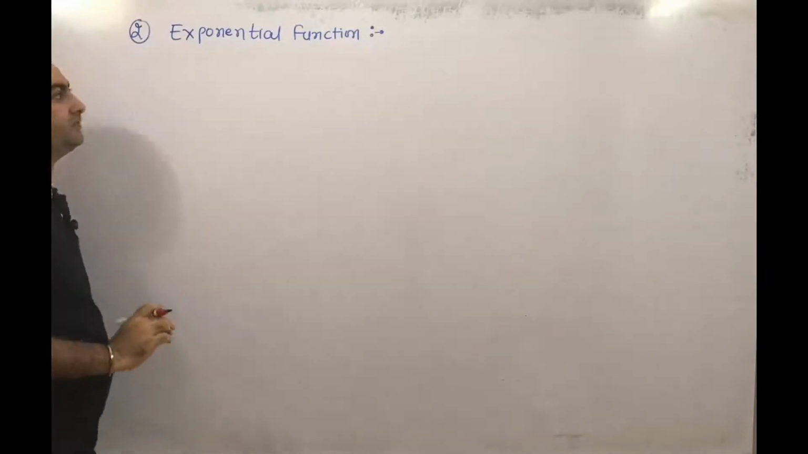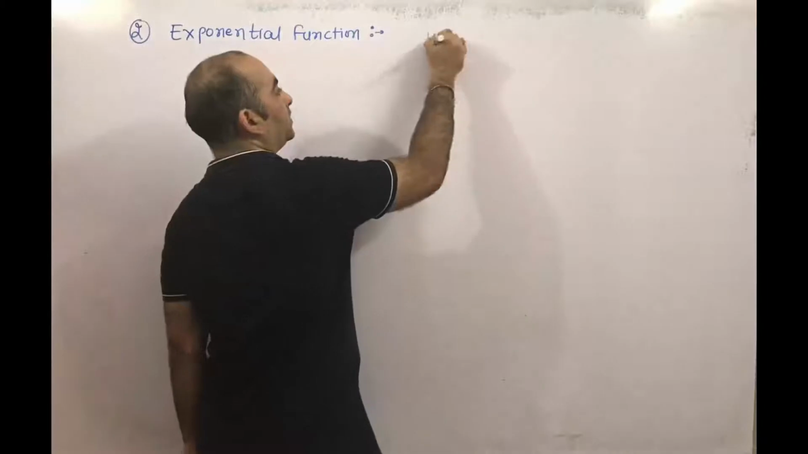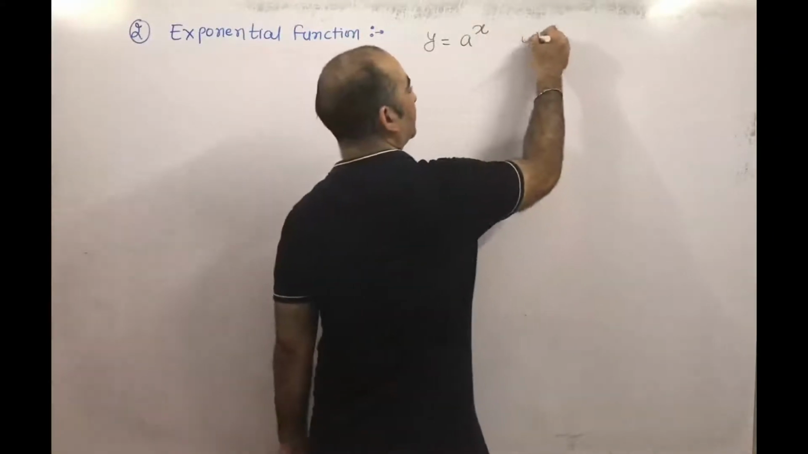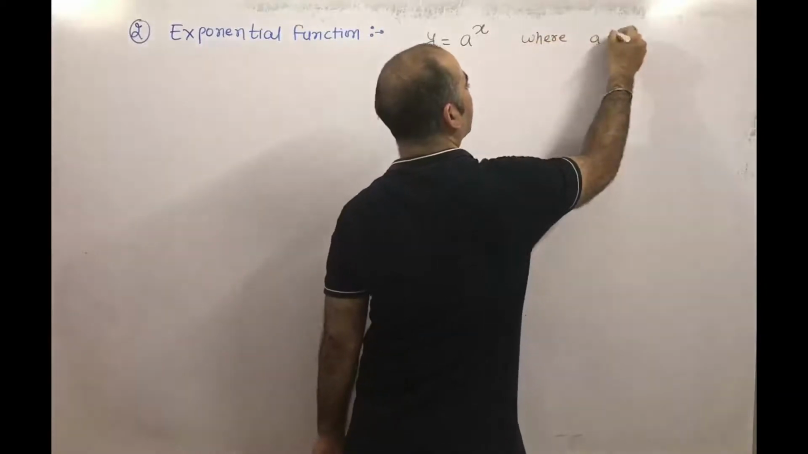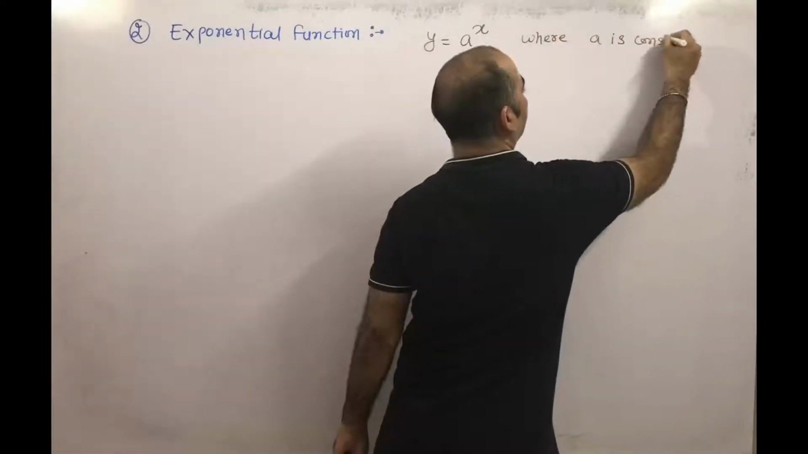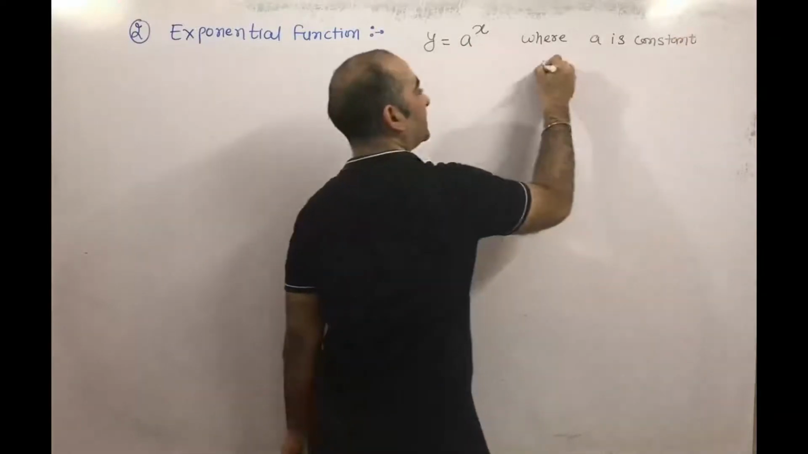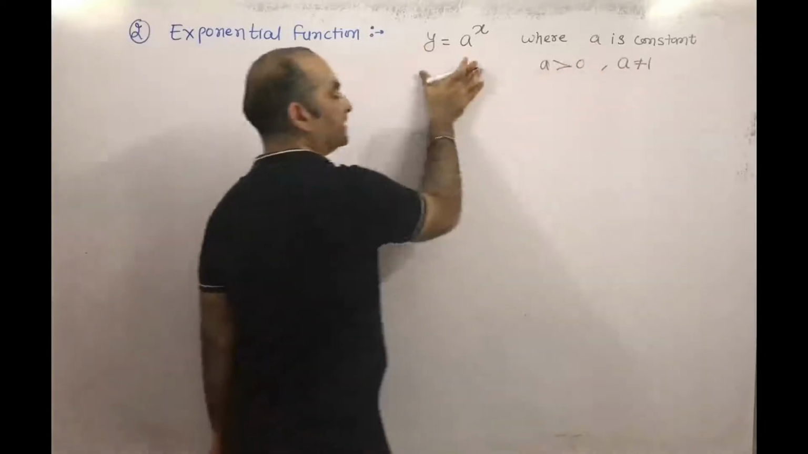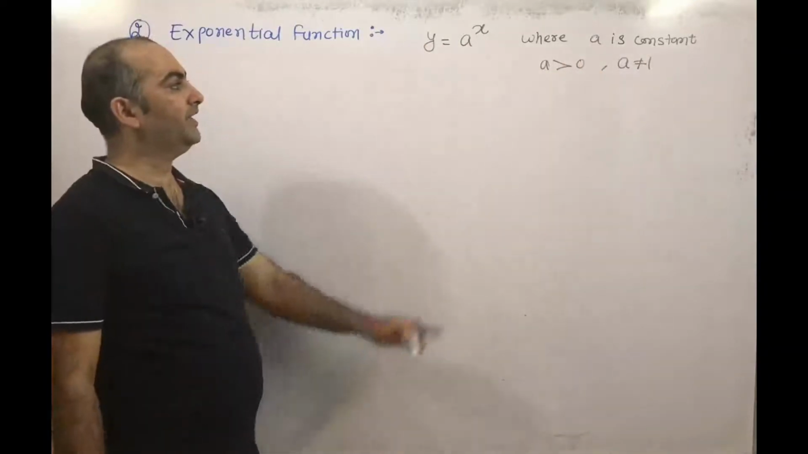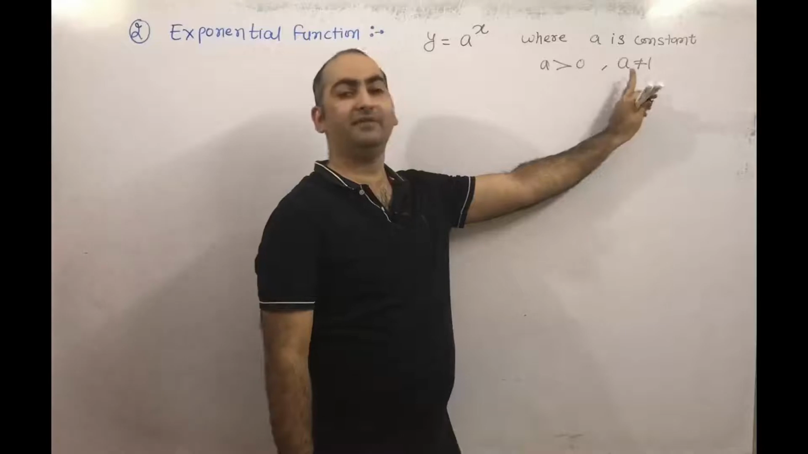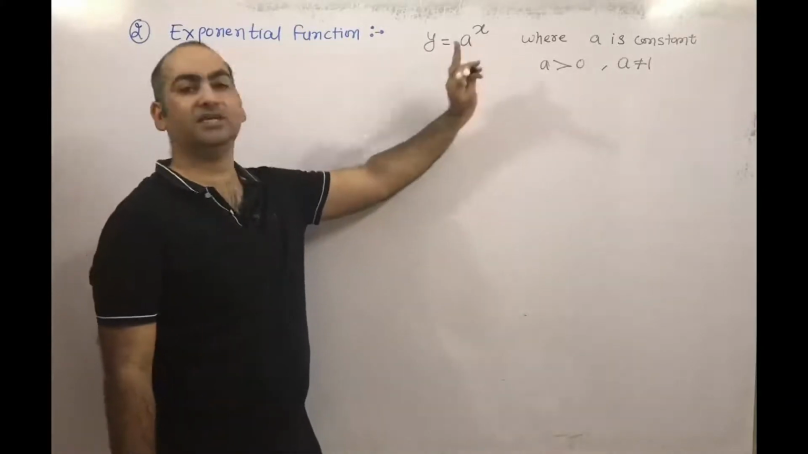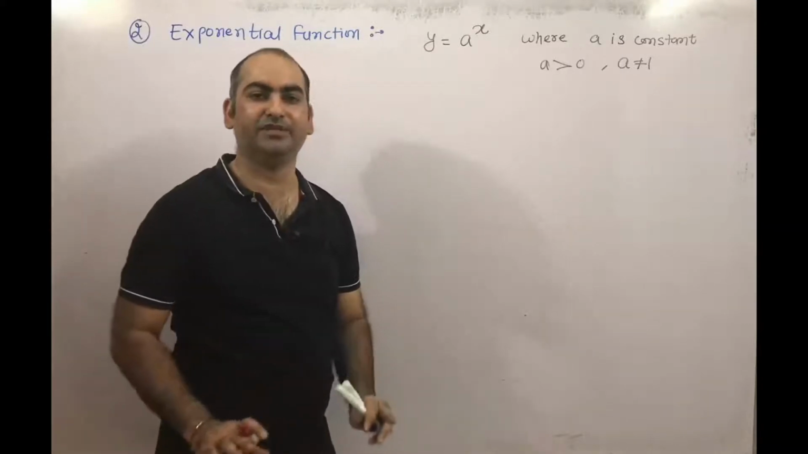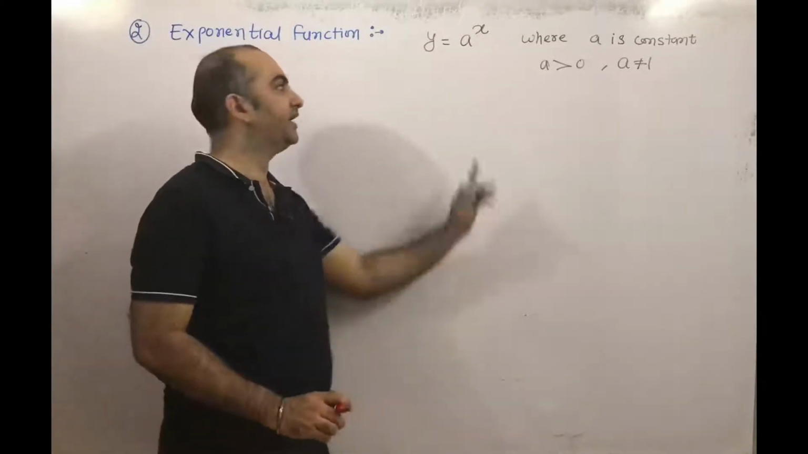So what is an exponential function? y equal to a power x, where a is a constant and the value of a is greater than 0, not equal to 1. This function is called an exponential function. If a is 1, then 1 power anything is 1, so y equal to 1 will come. That is a polynomial function, not an exponential function. And if a is negative, it is not defined.